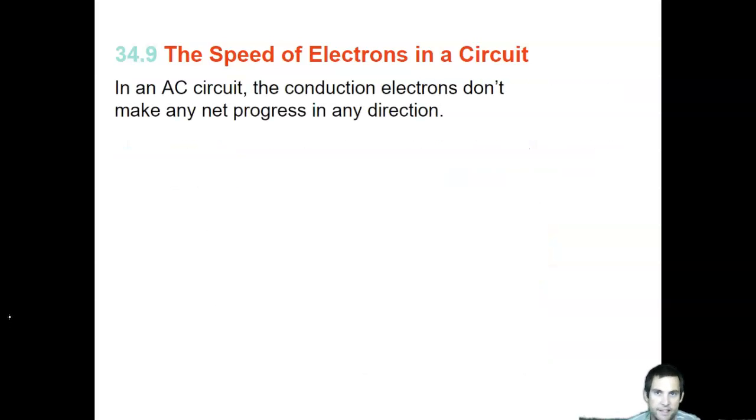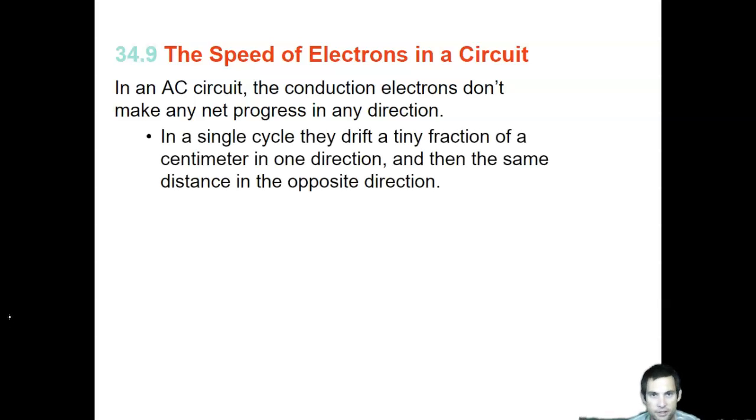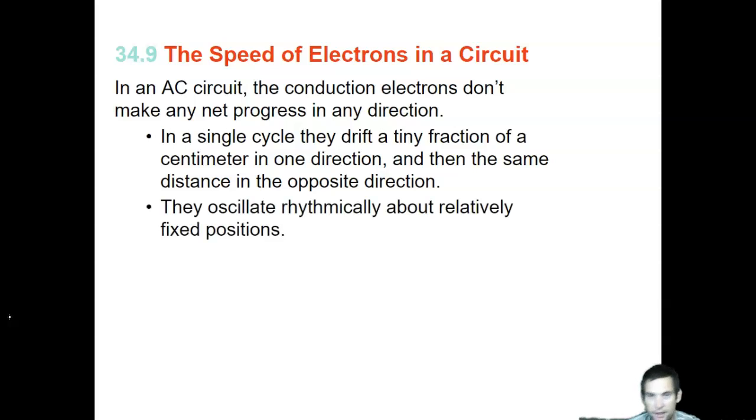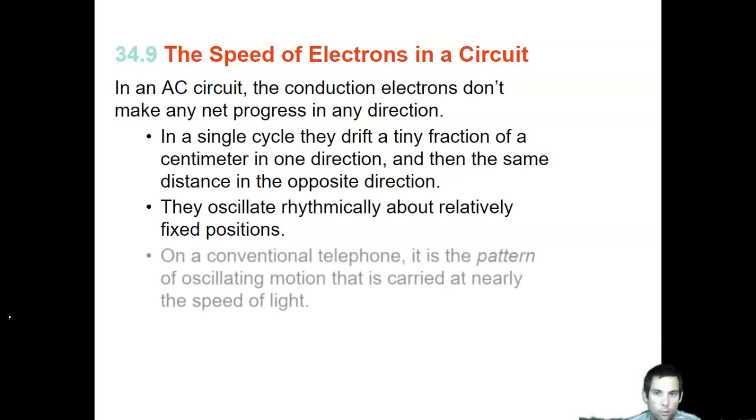In any AC circuit, the conduction electrons don't make any progress in any direction. In a single cycle, they drift a tiny fraction of a centimeter in one direction, then the same distance in the opposite direction. This back and forth motion is called oscillation. So they oscillate rhythmically about relatively fixed positions. They're not moving a whole bunch.